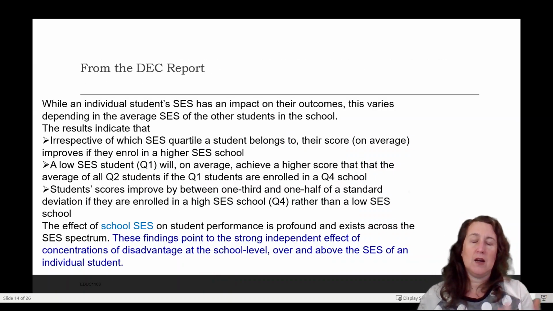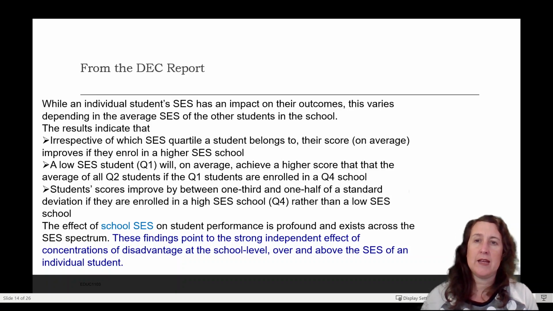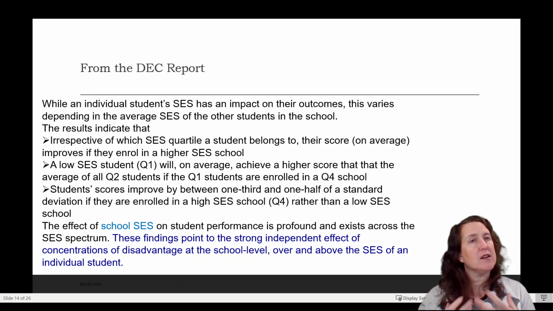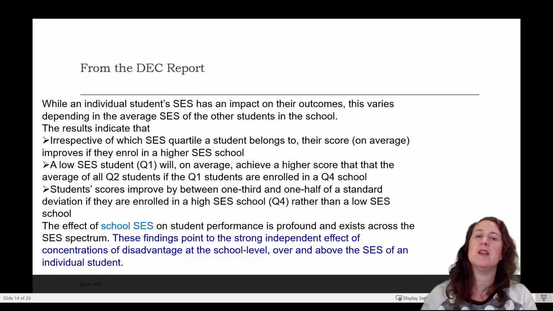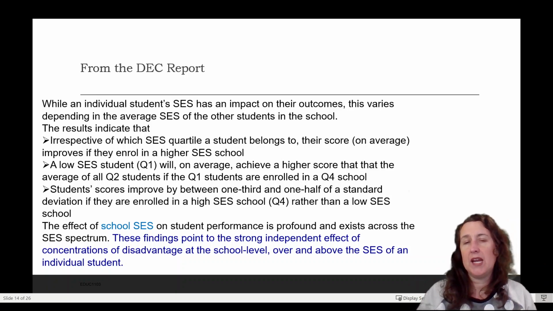So what the Department of Education and Communities report found was that while an average student's SES has an impact on their outcomes, this varies depending on the average SES of the other students in their school. So it's not just a student's individual background that has an impact on their educational attainment, it's also the background of the students with whom they're sharing the school. These results indicate that irrespective of which SES quartile a student belongs to, their score on average improves if they enroll in a higher SES school.